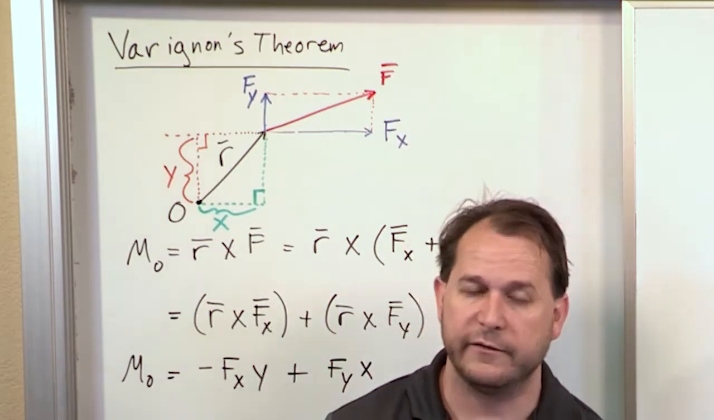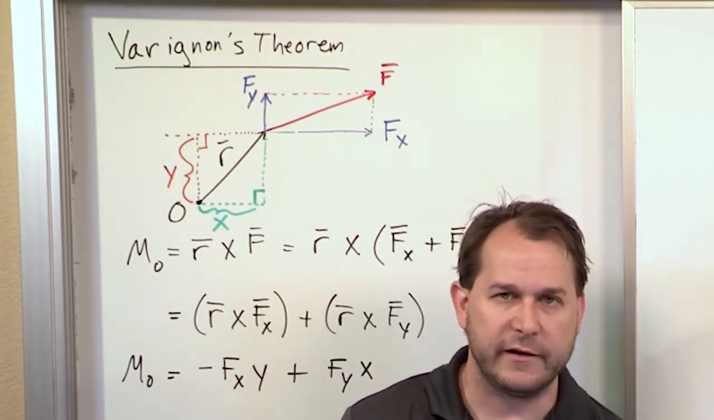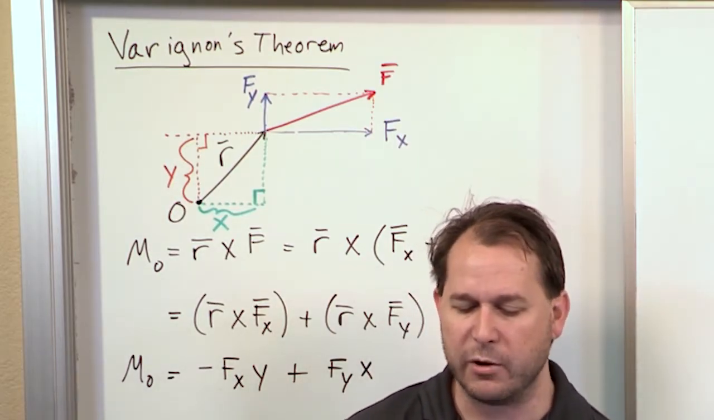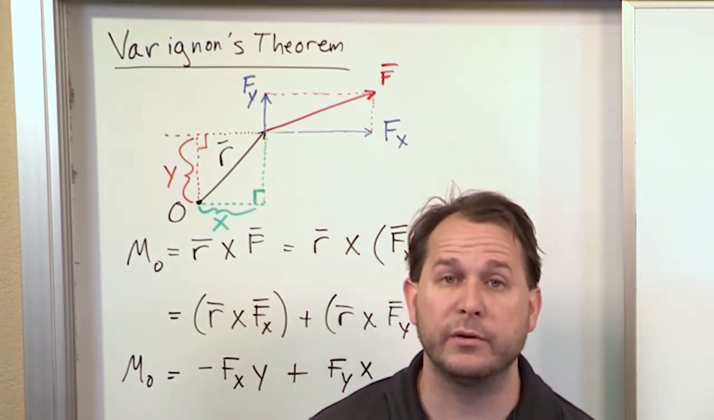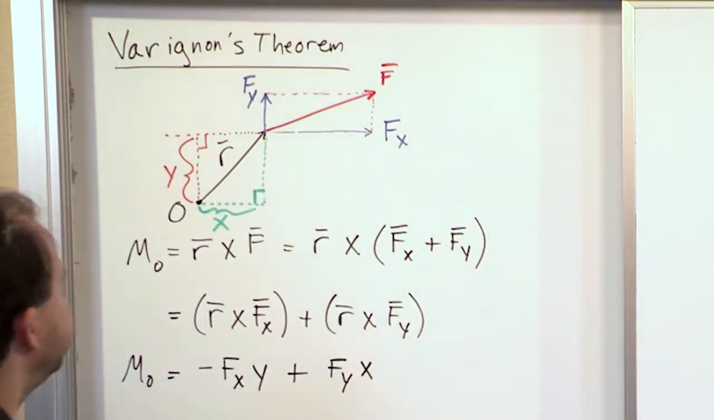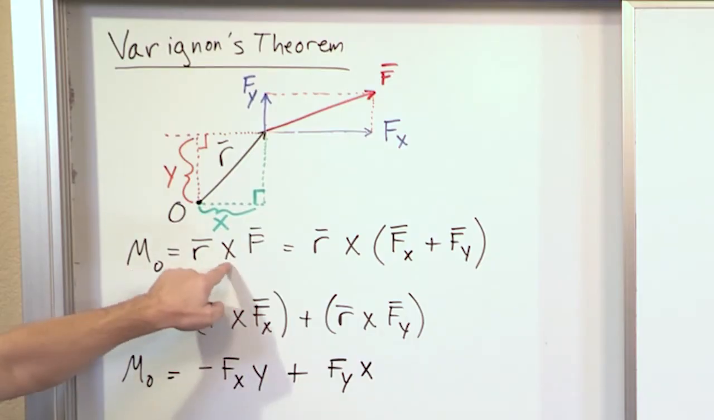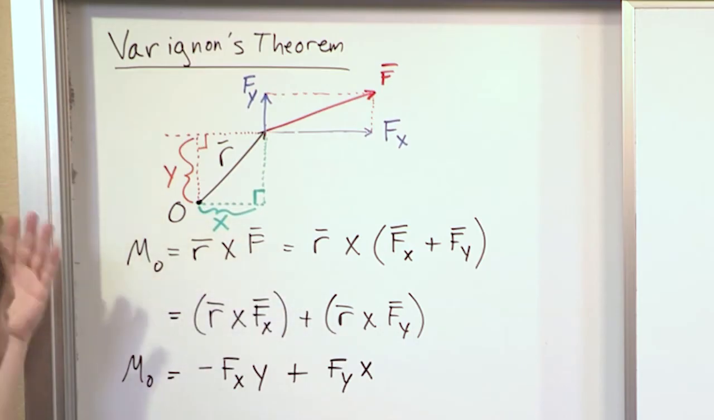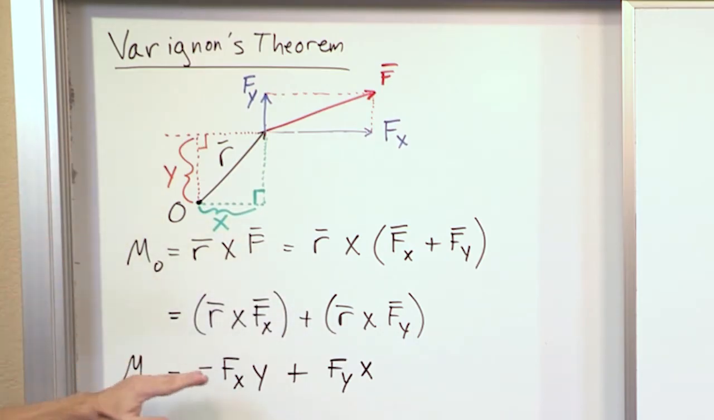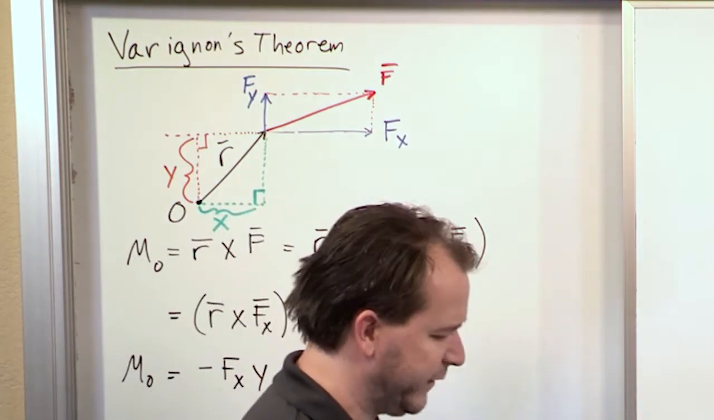So in words, to circle back, Varignon's theorem, or principle of moments: a moment of a force is the sum of the moments produced by the components of the force. And that's exactly what it says. The moment of the force, R cross F, of course, if you know what R is and you know what F is, just cross it and you get the answer. But it can also be written as the sum of the moments due to the components. This is the moment of the x component, this is the moment of the y component. And that's just illustrating in words.